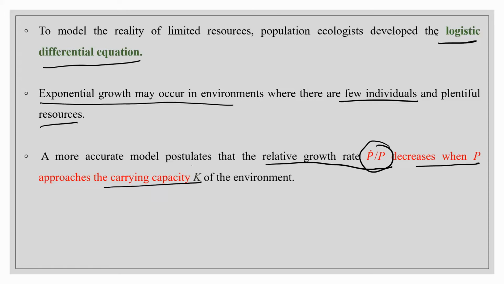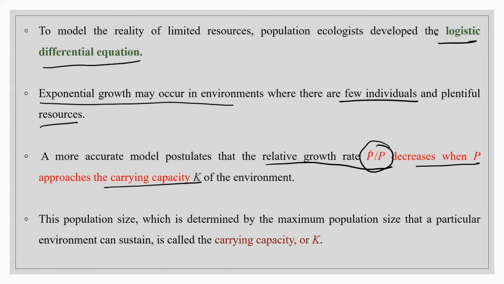Now what is this carrying capacity? Carrying capacity means the maximum population size that an environment can sustain. So they said that the relative growth rate decreases when the population size reaches this carrying capacity. That means when the population reaches the size which an environment can sustain, it stays constant and cannot grow beyond that because of limited resources and competition among themselves and other species.